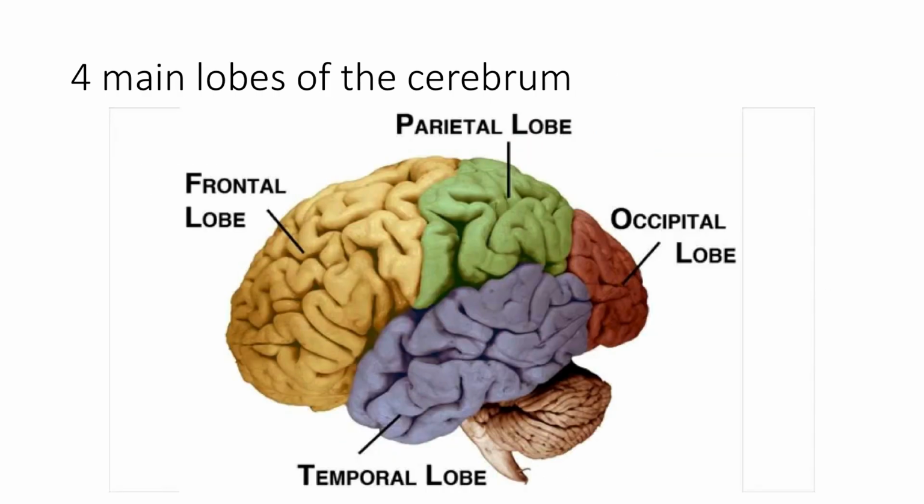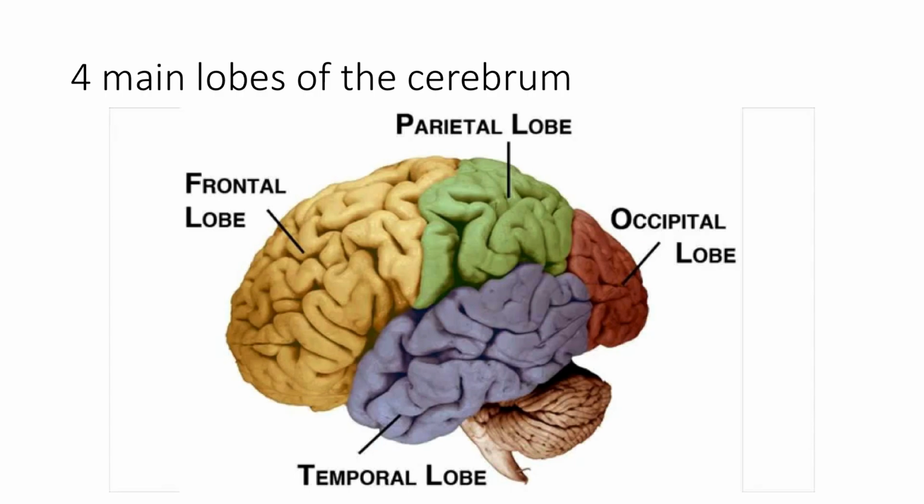Okay, so let's start with what our brain looks like. So this part of the brain, this big part of the brain, is called the cerebrum. And then this part of the brain is called the cerebellum. Cerebellum means small brain. And then also down here, you see the spinal cord.